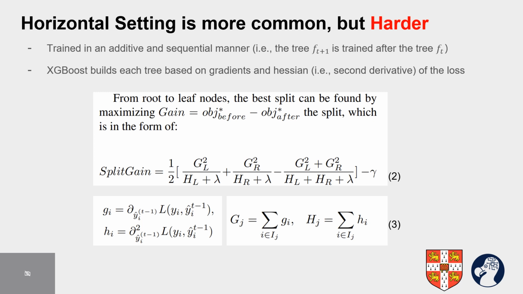XGBoost is trained in an additive and sequential manner, which means the tree f_t+1 is trained after the tree f_t. To train a single tree, we first calculate the first-order gradients gi and the second-order hessians hi of all data samples as shown in equation 3. From the root to leaf nodes, the best split can be found by maximizing the split score as shown in equation 2. The split score at every node is calculated with regard to the sums of the gradients and hessians of the data samples partitioned into the left and right branch based on the splitting point's feature condition.